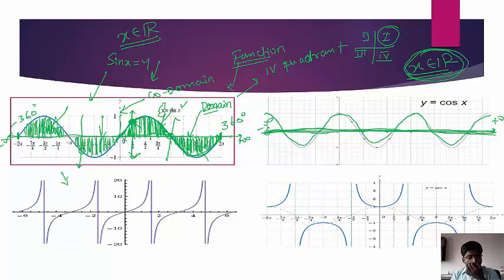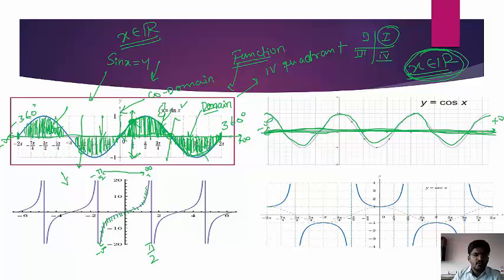See this. This is pi by 2. At pi by 2 what happens? It goes towards infinity. Here it again goes towards negative infinity. This is minus pi by 2. So in between minus pi by 2 to plus pi by 2, the graph is present. See this, the graph is present.